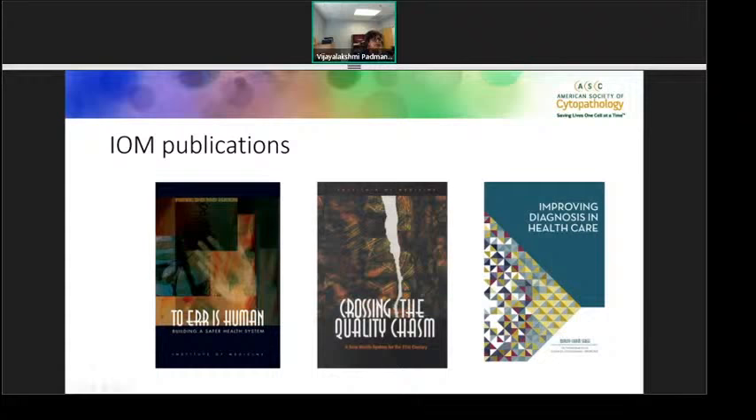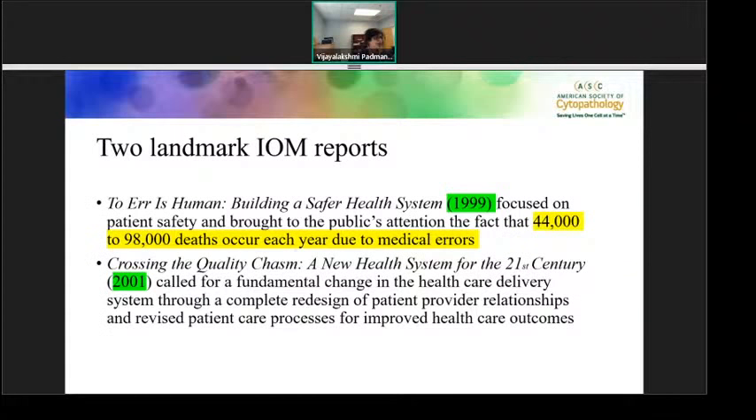Now, we thought we were doing really well because now we have quality assurance, we have quality control, and we're all covered by quality. But then the Institute of Medicine came out with a bunch of publications in 1991 to 2001 to 2005, in that range. So To Err Is Human actually focused on patient safety and brought to the public's attention that 44,000 to 98,000 deaths occur each year because of medical errors.